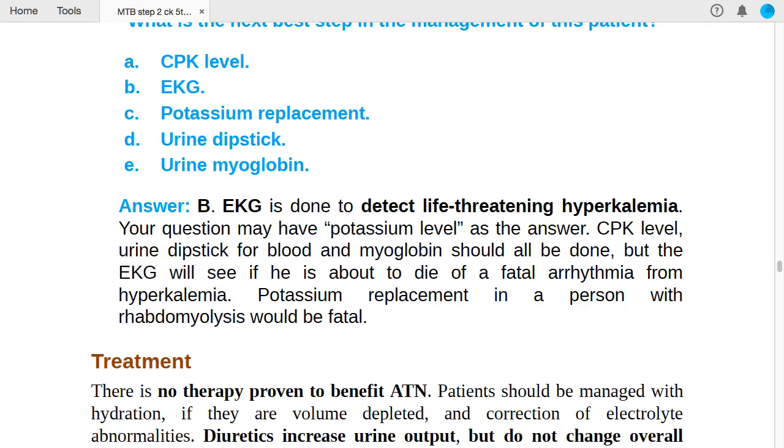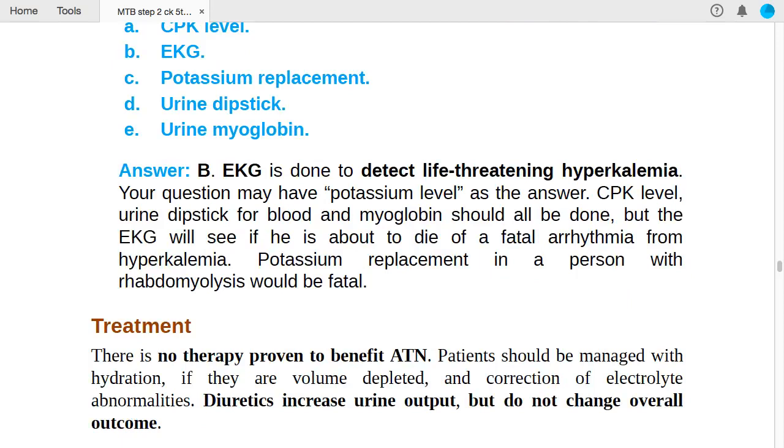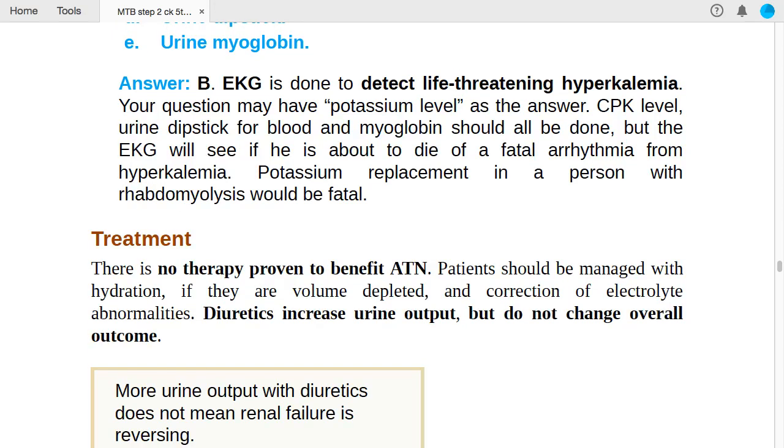Now treatment: there is no therapy proven to benefit acute tubular necrosis. The patient should be managed with hydration. You just need to give hydration if they are volume depleted, and correct electrolyte abnormalities. Diuretics increase urine output, but do not change the overall outcome. More urine output with a diuretic does not mean renal function is reversing. Just by giving a diuretic, it doesn't mean the renal failure is going to be reversed. We need to treat the cause as well.